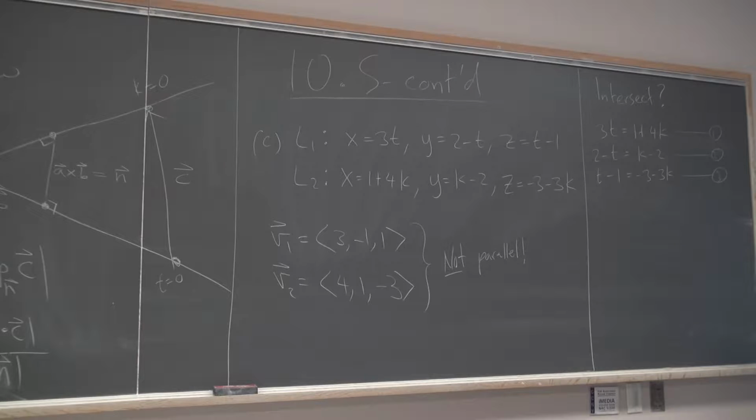So let's look at equation 1 and 2. Equation 1 says 3t minus 4k equals 1. Equation 2 says k plus t is equal to 4. T plus k equals 4. That's equation 2. How do you proceed? Algebra.